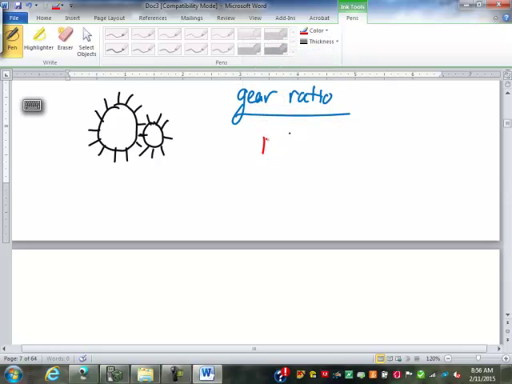Gear ratios. What gear ratios are is the number of teeth in the driven gear compared to the number of teeth in the driving gear.